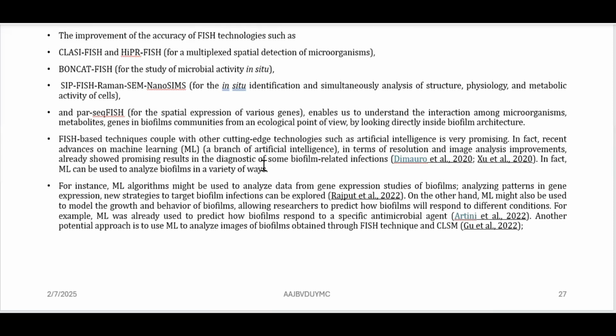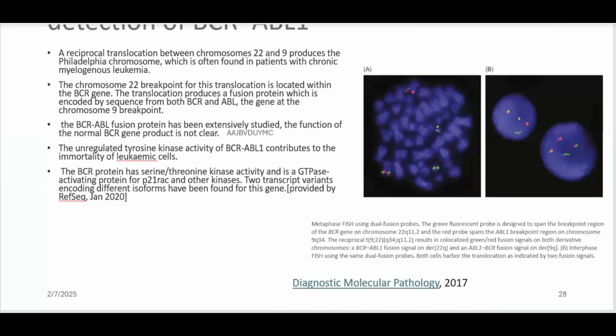So n number of advancements are coming in this particular area, and it is not just about DNA hybridization and finding out a particular gene in a chromosome in the tissue or host cells, but it is much more than that and has applications in all diverse fields, including physiology, pathology, diagnostics, genomics, to biofilms and soil, that is ecological analysis. So this is the summary of the FISH method, and this is the first slide that we started with.